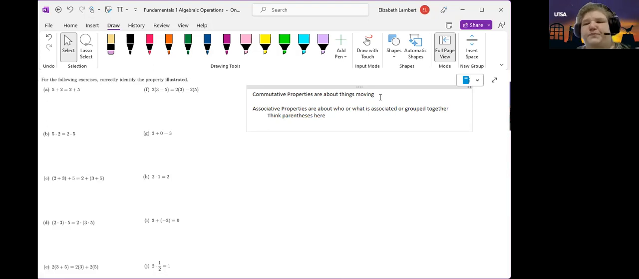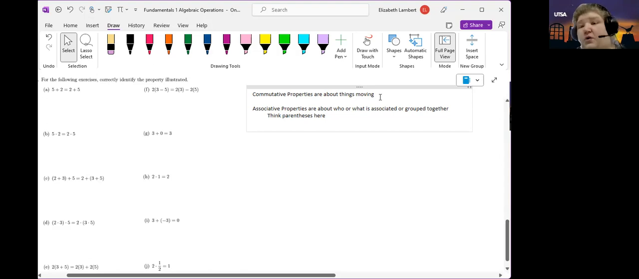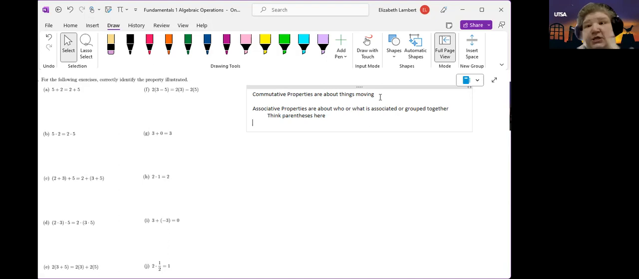Okay. So commutative is about things moving. So if I'm looking at the commutative property of addition, the things I'm adding are going to change order. If I'm looking at the commutative property of multiplication, the things I'm multiplying are going to change order. Now, these are things we know. We know we can add in either order. 1 plus 6 or 6 plus 1 is 7.